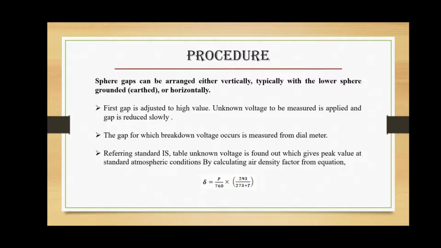Now we keep reducing the gap, and at a point breakdown occurs, and the gap is measured in the diameter as shown earlier. Now the voltage is unknown, but the standard IS can be taken as reference in order to find the voltage. For this, first air density factor is calculated by using the given equation, which is delta is equal to P by 760 into 293 divided by 273 plus T.